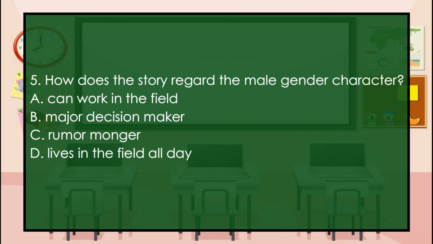Last number. How does the story regard the male gender character? A. Can work in the field. B. Major decision maker. C. Rumor monger. D. Lives in the field all day.